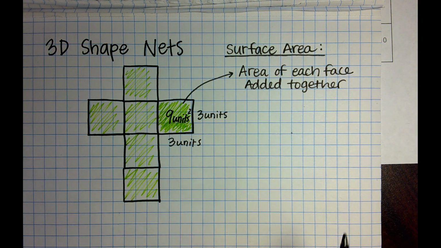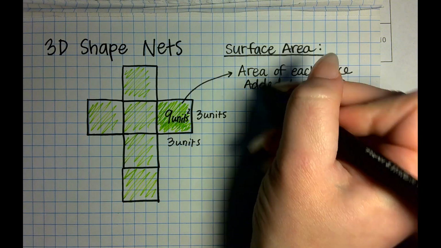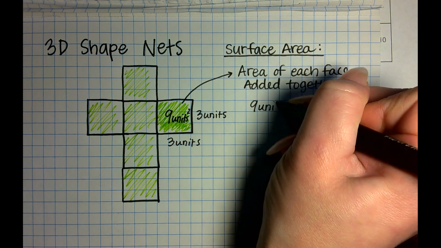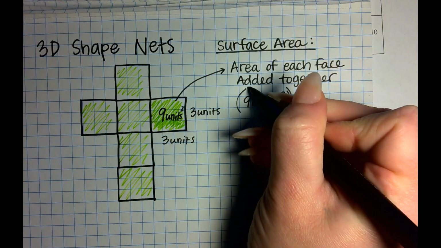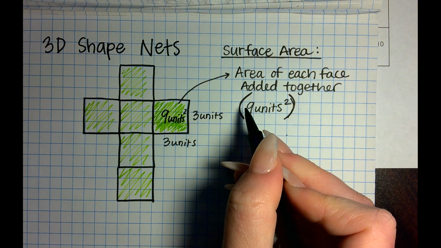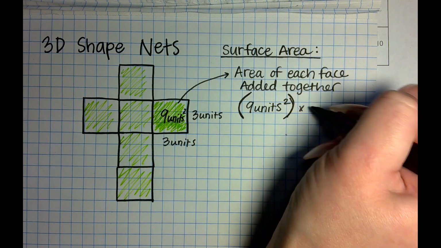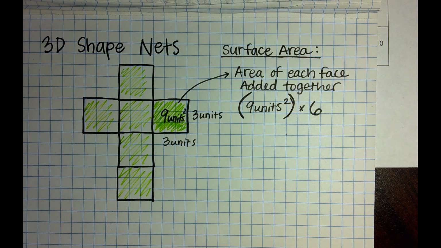So if I have 9 units squared as my area for one face, and there are 6 of them that are the same, I'm just going to take this number, and I could either do 9 plus 9 plus 9 plus 9, I could do that 6 times, or I could do times 6, because there are 6 faces here. So 54 squared? 54 squared, yes.